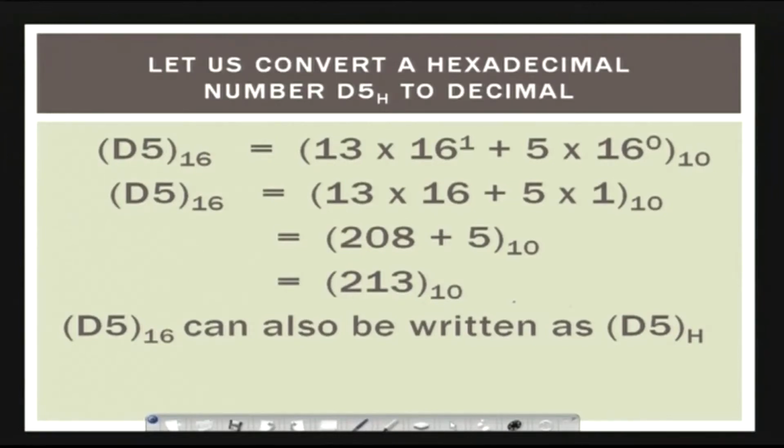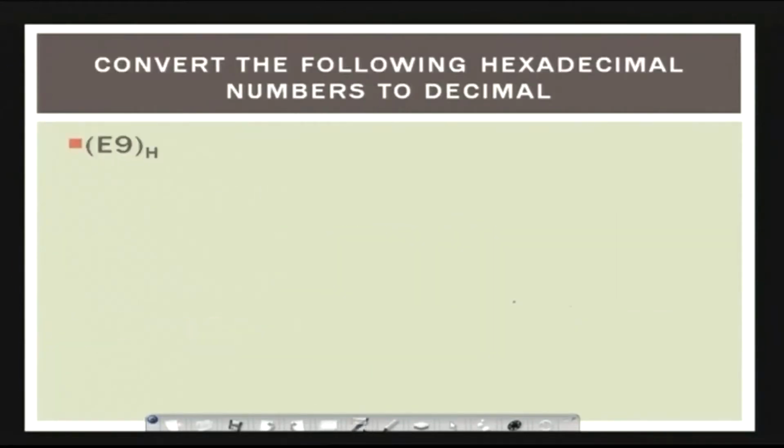In the same way, we can convert any number. Suppose I take E9. This E9 can be converted as follows: first we take 9 and multiply it by its weight, which is 16 power 0. Then we take E. What is E? E is 14, and 14 should be multiplied by 16 power 1.